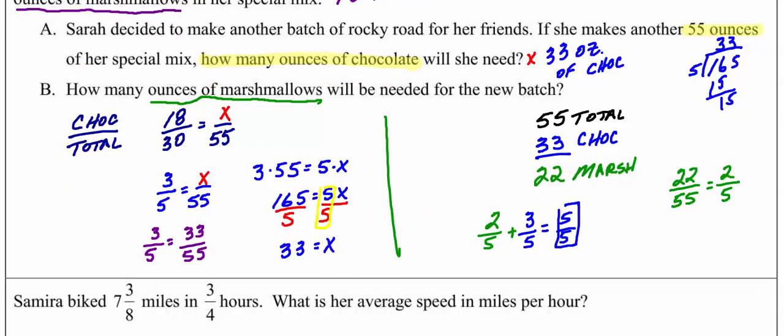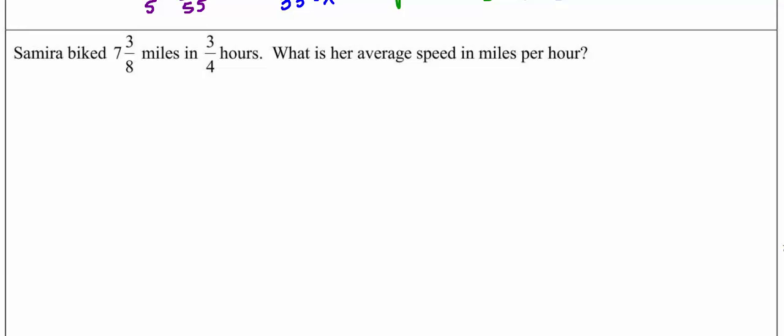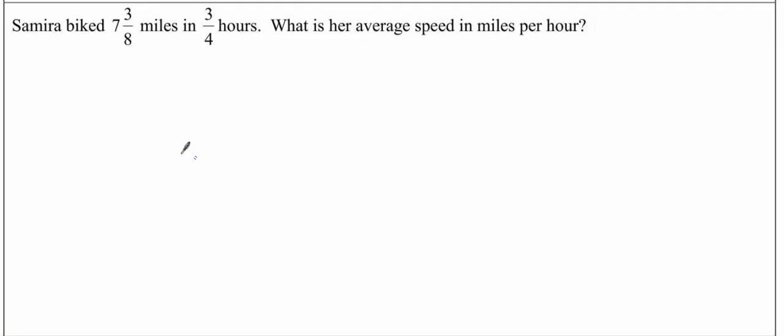All right, on to the last problem. By now, you're probably just looking at these going, wow, I totally get this. I totally have this down now. So, Samira and the bike. Samira biked 7 3/8 miles in 3/4 hours. What was her speed in miles per hour?